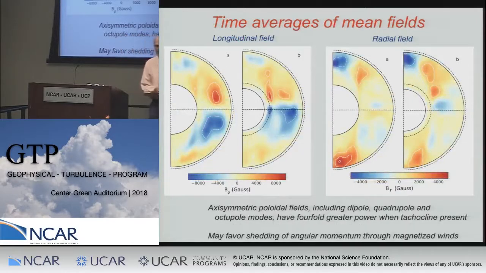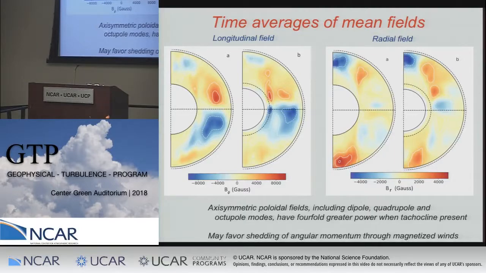But one might further say, well, is there any great significance in addition to that? Well, the interesting thing is that here we show, again, the time averages of these mean fields. The longitudinal fields are shown here with no tachocline, with a tachocline, similarly the radial magnetic fields.